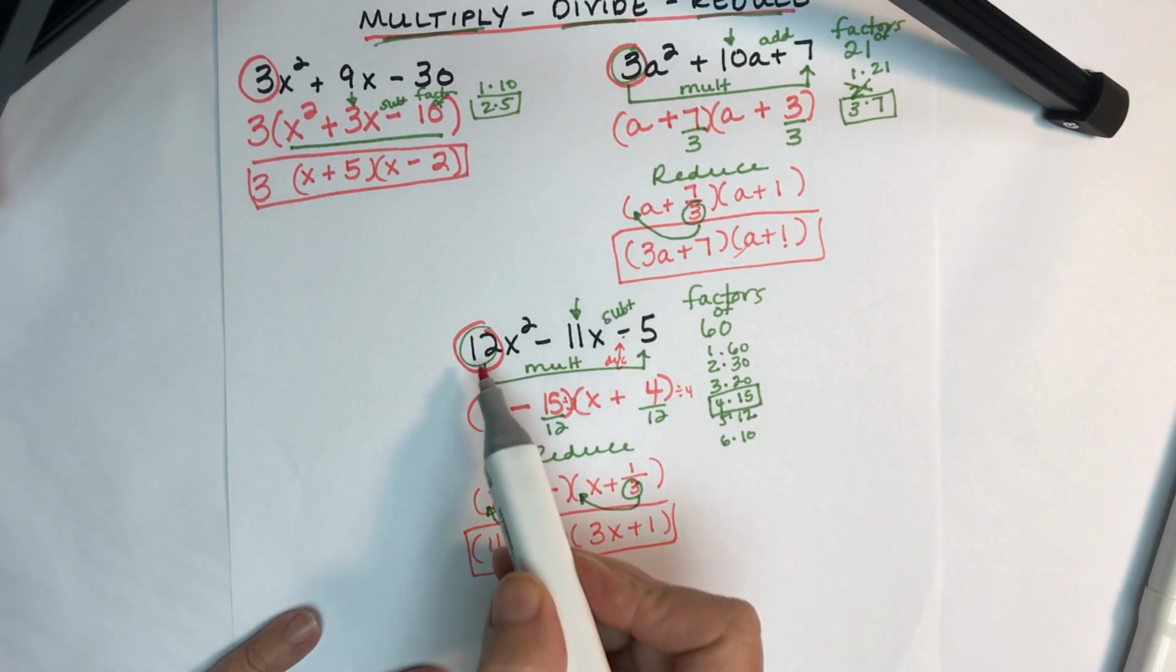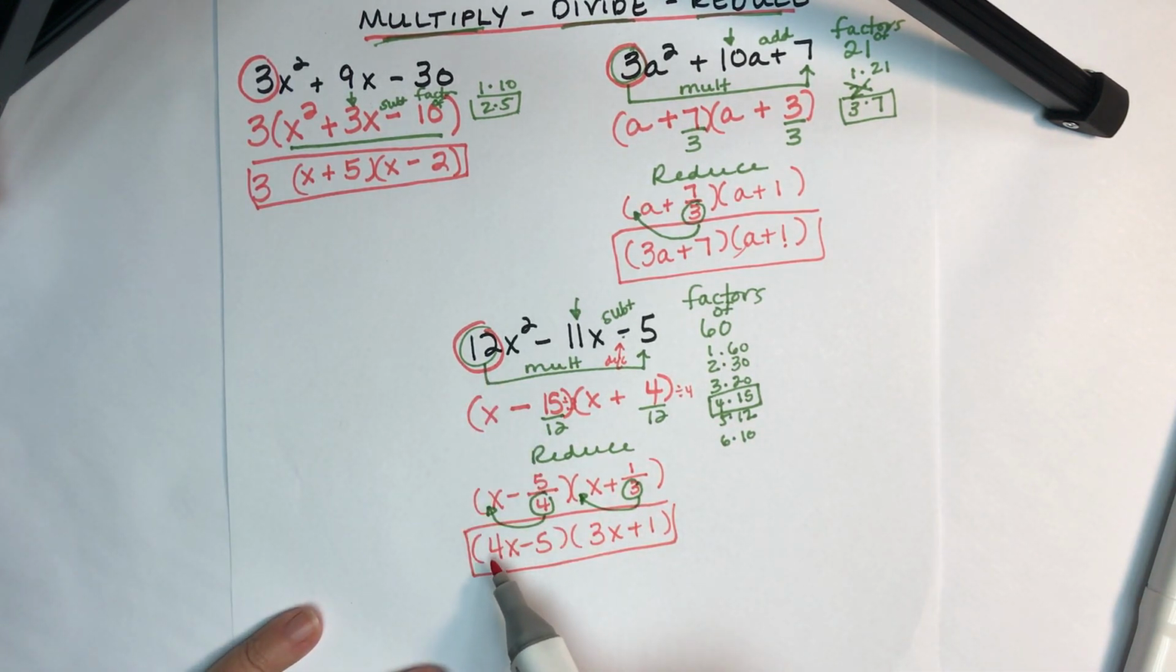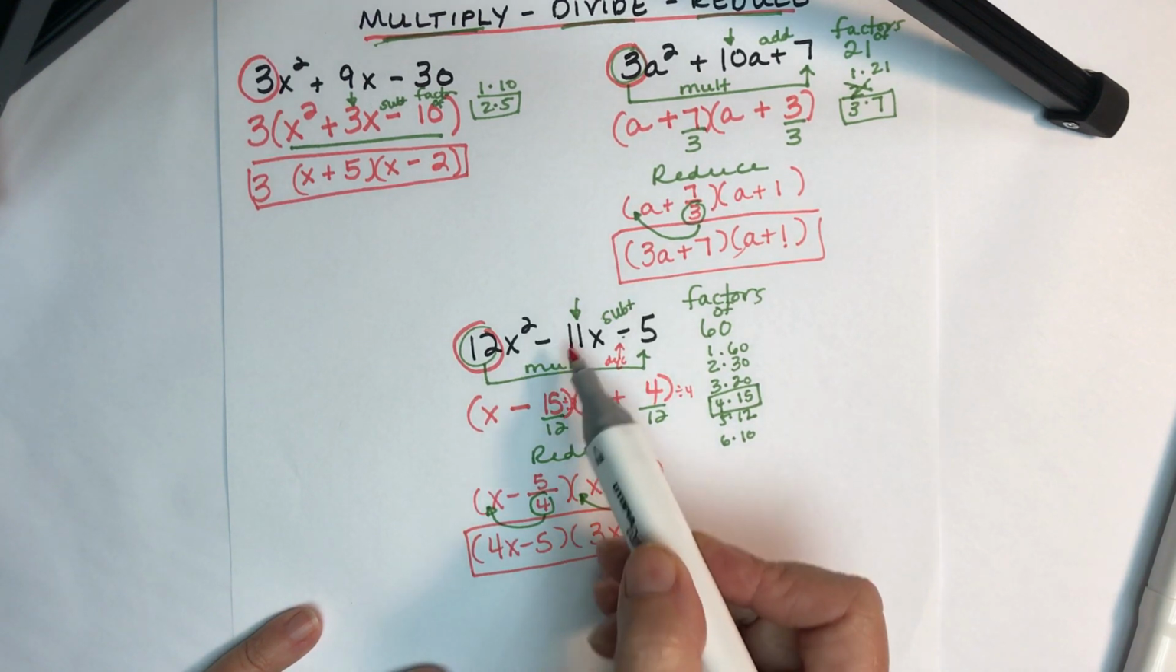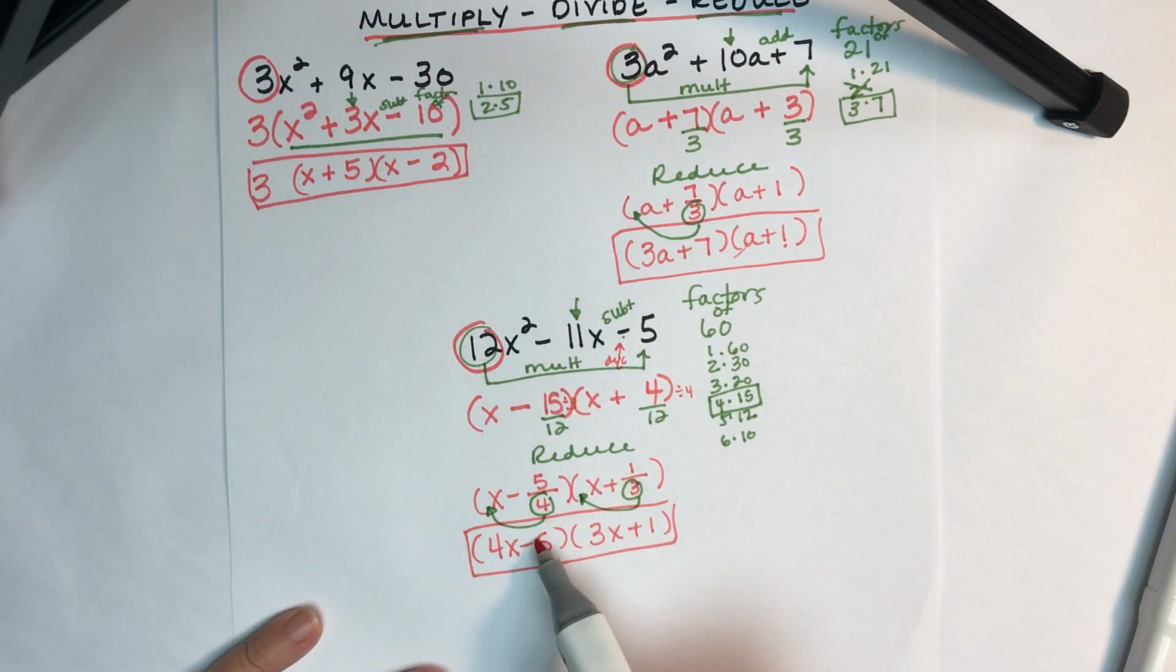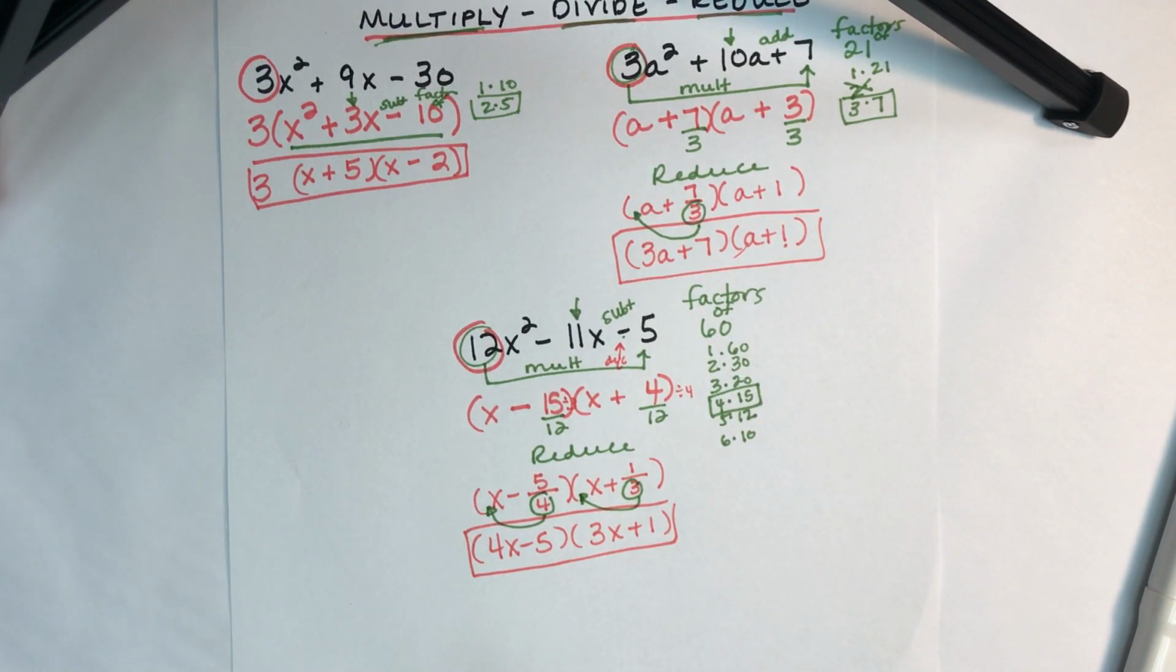Does 4 times 3 equal 12? Yes. Does 4 and a negative 15 equal negative 11? Yes. And does negative 5 plus 1 equal negative 5? Yes. So we did them correctly.